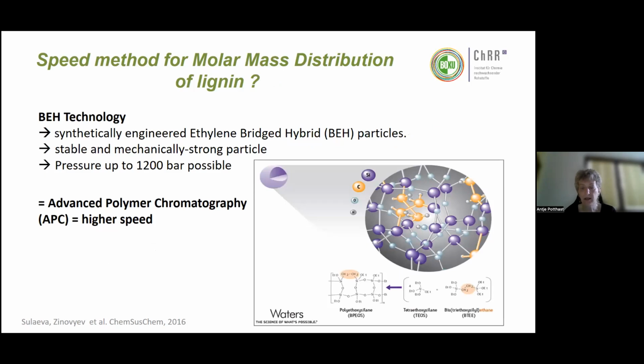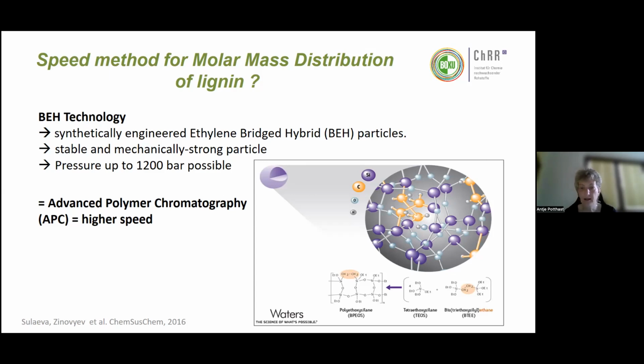And this is possible since a couple of years, because there are some columns on the market which don't use a gel, but they use a solid state like structure. They're from ethylene bridge hybrid particles. They're extremely stable. They can hold up to 1,200 bars. Just for comparison, in a classical GPC, you have about 50 bars. So it's a lot higher. The whole thing is called advanced polymer chromatography, and it allows you higher speed at a much higher pressure.